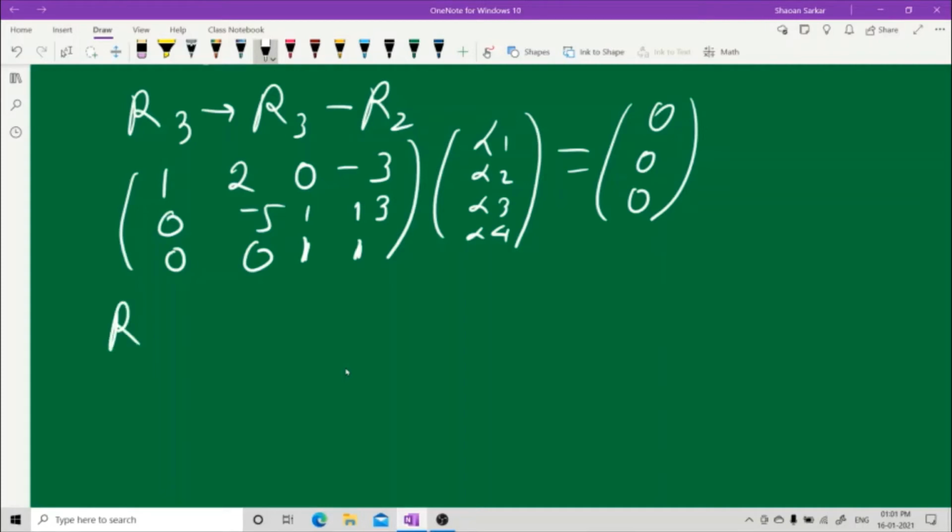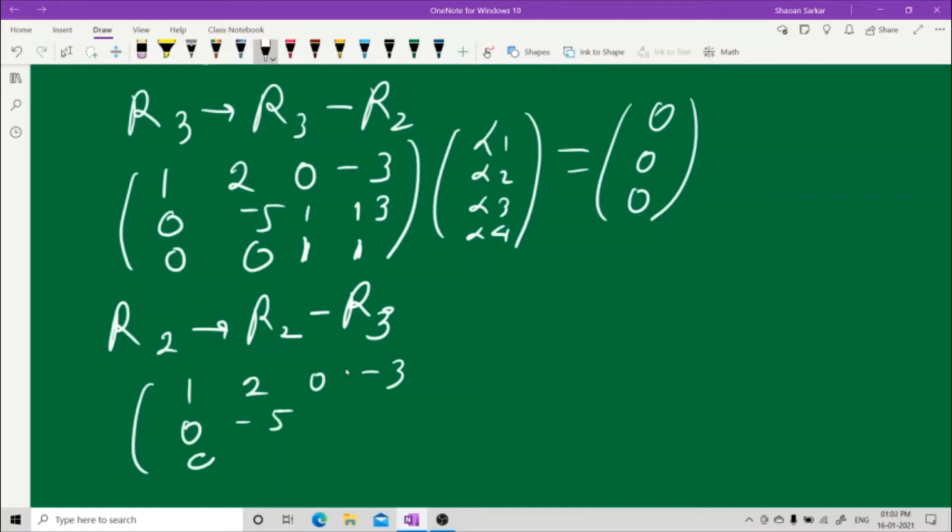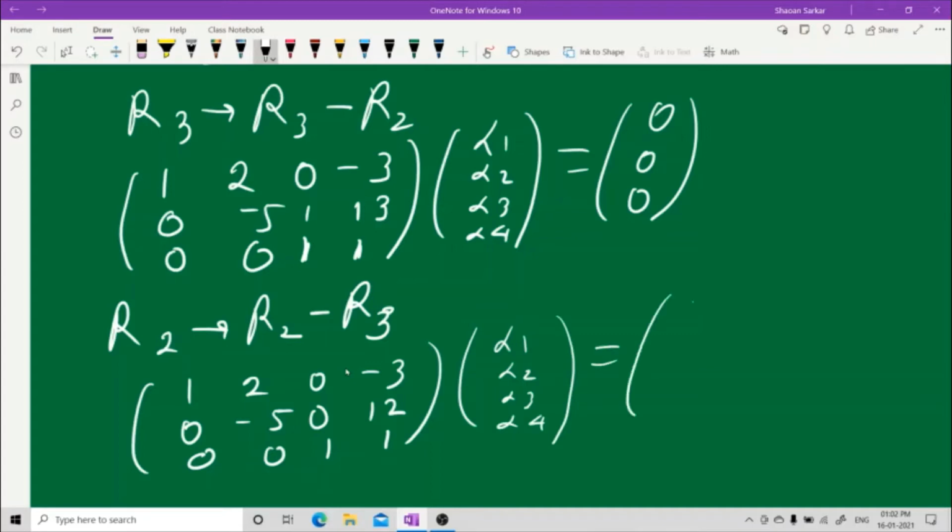You can do R2 is R2 minus R1, R3. So what you will get is 1, 2, 0, minus 3, 0, minus 5, sorry, 0, 0, 1, 1, and then minus 5, 0 is minus 5, 1 minus 1 is 0, 13 minus 1 is 12. Now this is the way you did it. Now, see one thing, very simple. Do it this way, alpha 1, alpha 2, alpha 3, and alpha 4. This comes out to be 0, 0, 0.